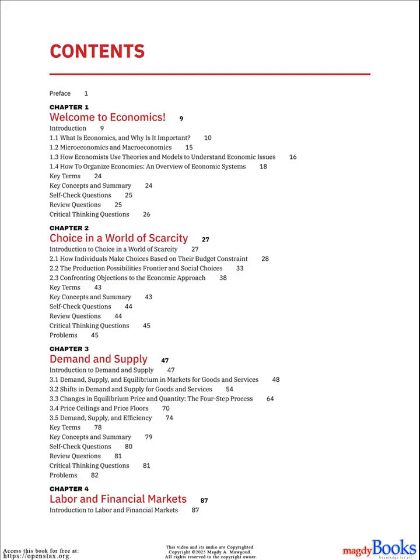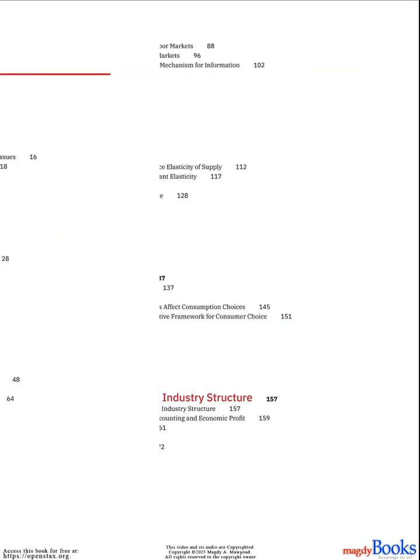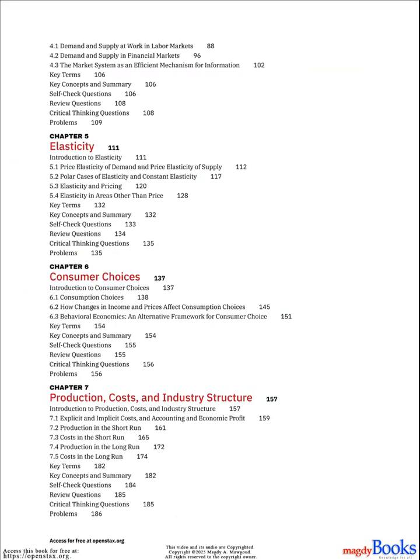Chapter 4. Labor and Financial Markets. Introduction to Labor and Financial Markets. 4.1. Demand and Supply at Work in Labor Markets. 4.2. Demand and Supply in Financial Markets. 4.3. The market system as an efficient mechanism for information. Key terms, key concepts and summary. Self-check questions, review questions, critical thinking questions, problems.